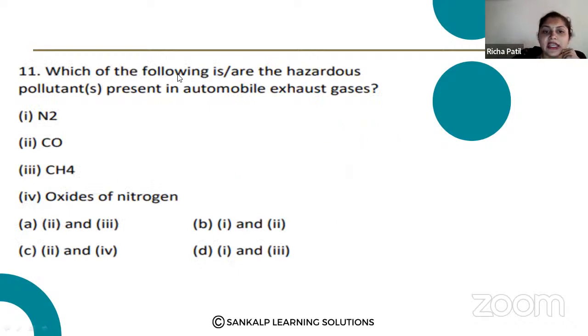Which of the following are the hazardous pollutants present in automobile exhaust gases? It is carbon monoxide and oxides of nitrogen. It is Option C.